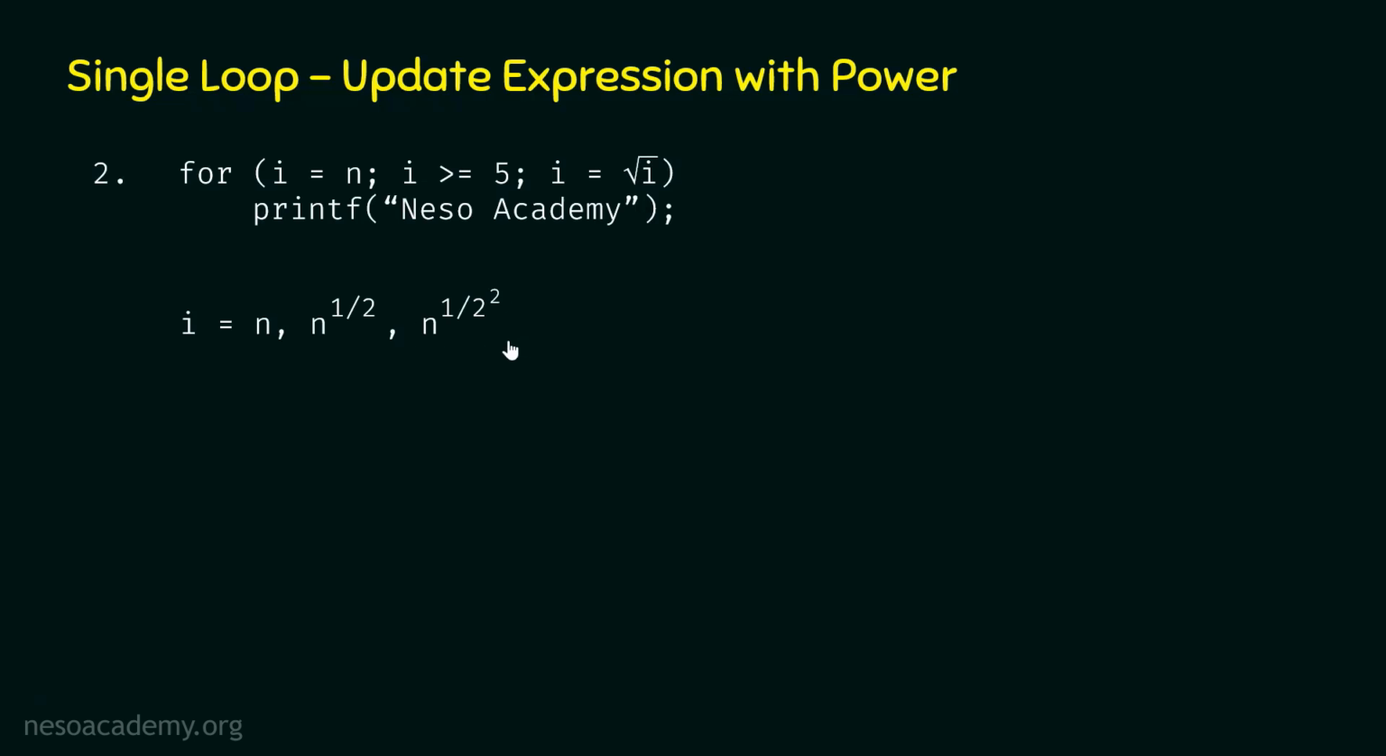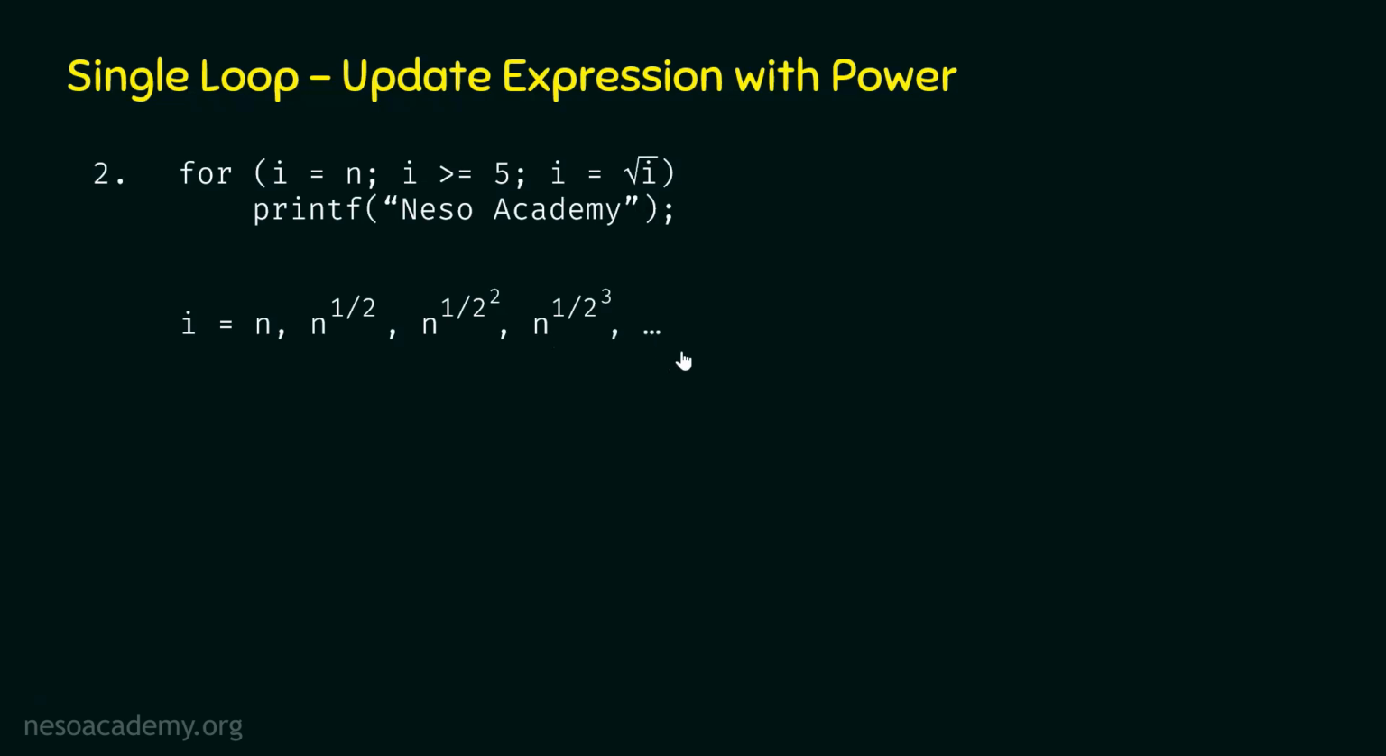Then we know what's the next value. The next value will be n power 1/2 power 3. And we can observe the pattern here. The first value of i is n power 1/2 to the power 0. Then we have n power 1/2. Then we have n power 1/2 squared. Then n power 1/2 cubed.